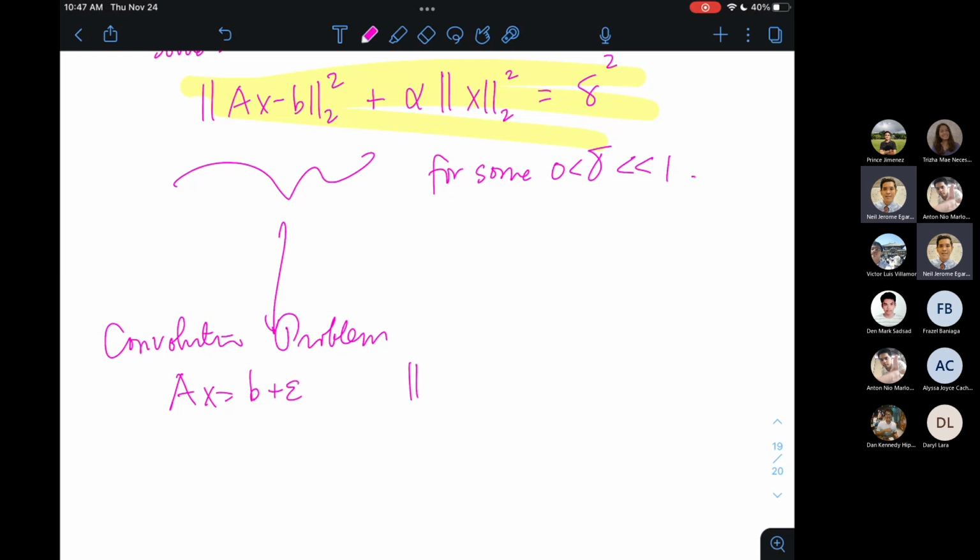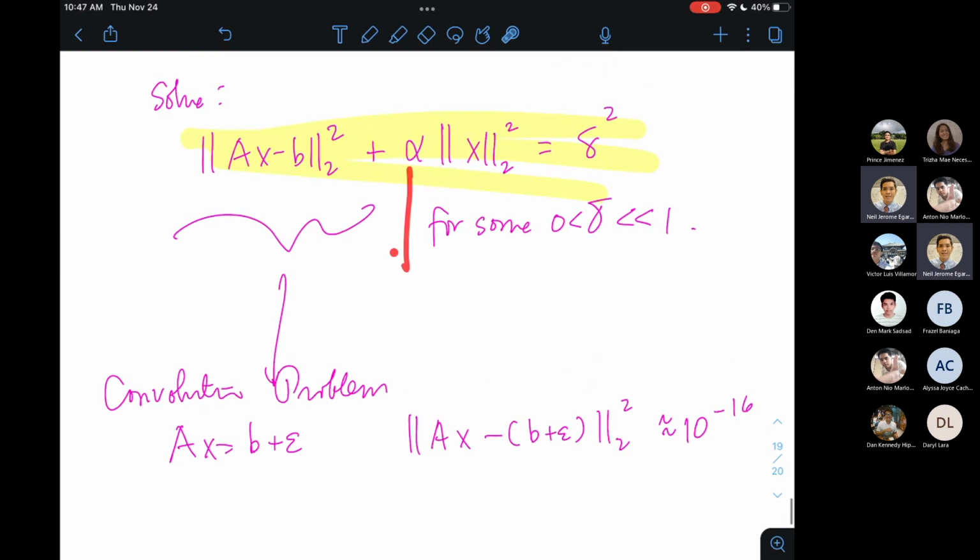So pag kinuha ko yung Ax minus quantity b plus epsilon, kinuha ko yung norm nya, usually ito ay nagiging 10 to the minus 16. So kung ito ay 10 to the minus 16 na, tapos magdadagdag pa ako ng solution norm ni x, alright? So si alpha, na-force siya to be 10 to the minus 20 or 10 to the minus 30 or even less. Ibig sabihin, within machine precision na yung value ni alpha, and then magkikick in naman yung round-off errors dun sa machine.